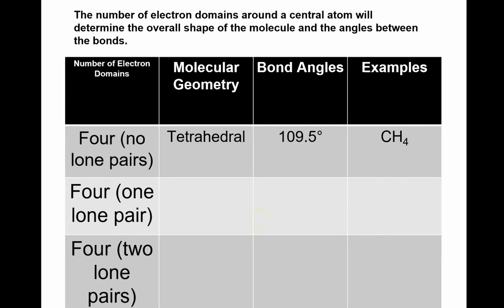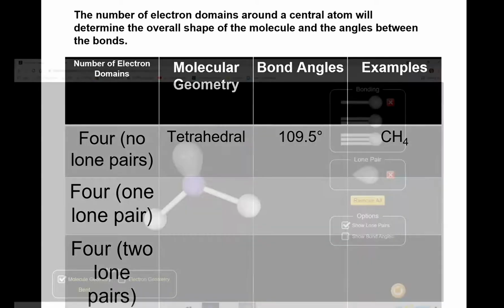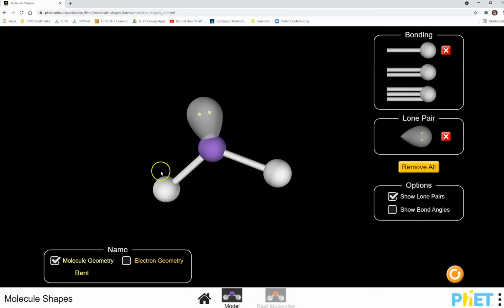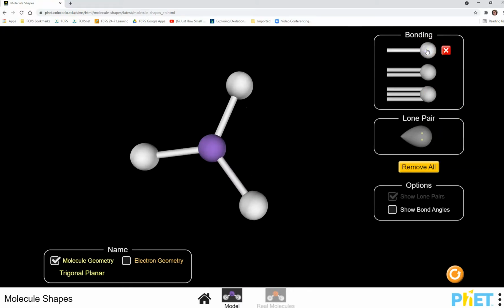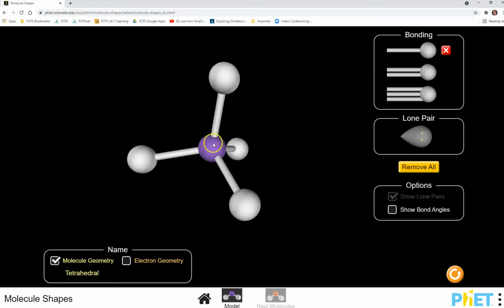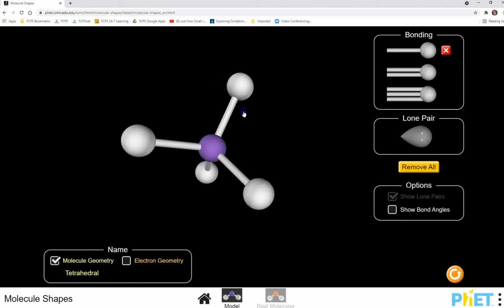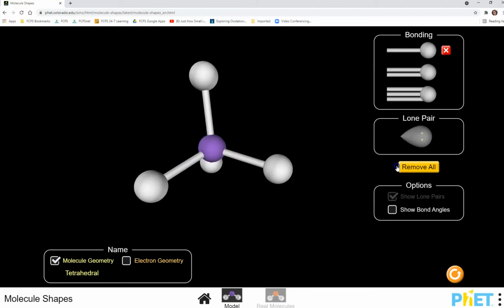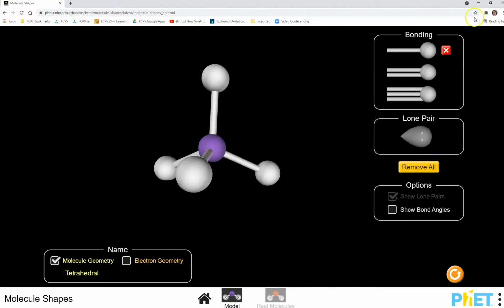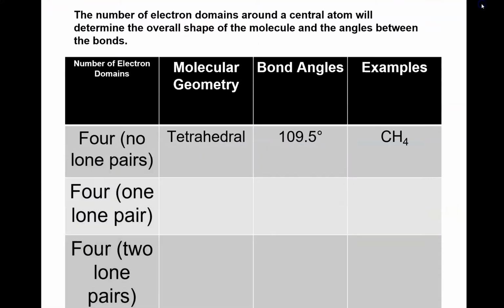Now, if I have 4 electron domains, I actually have 3 options. So let's take a look at those. If I have 4 bonded atoms, you might expect that they'd be 90 degrees, but it actually forms a 3-dimensional shape called a tetrahedral, and this allows it to have larger bond angles than 90 degrees. These bond angles are actually 109.5. So an example of this would be methane, CH4.